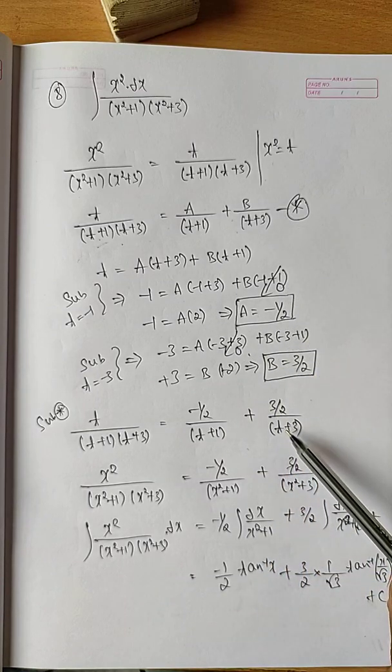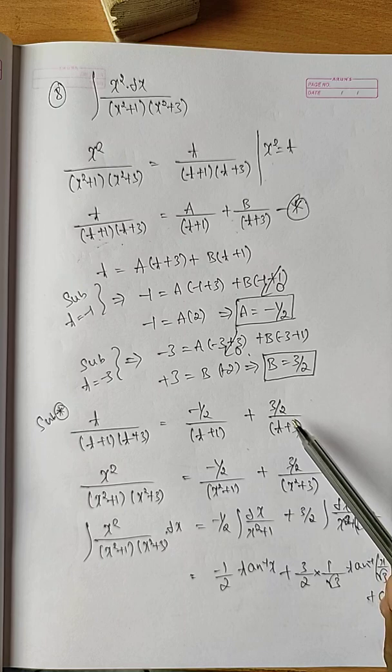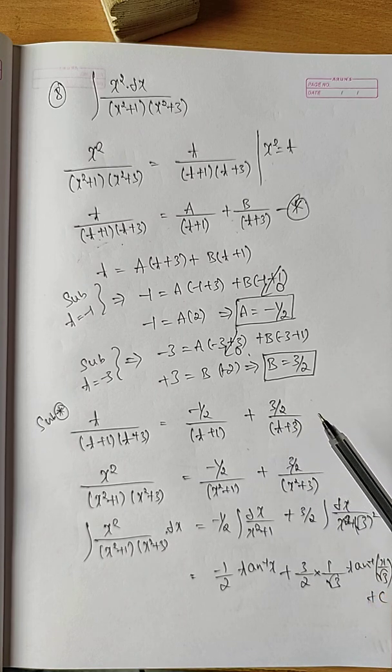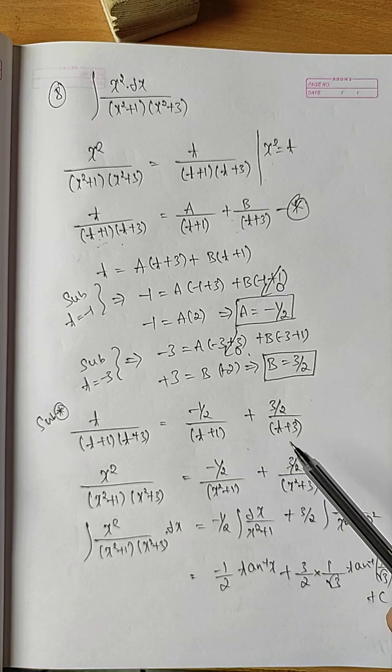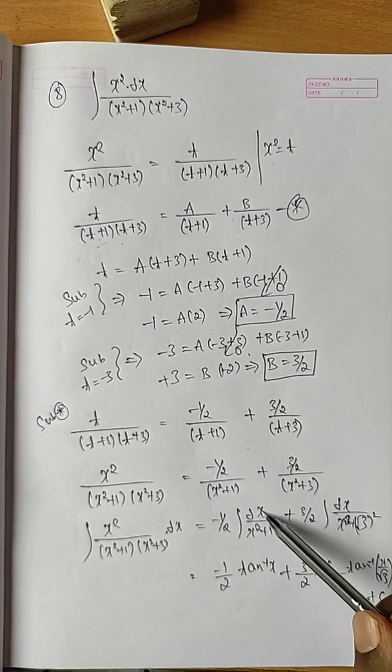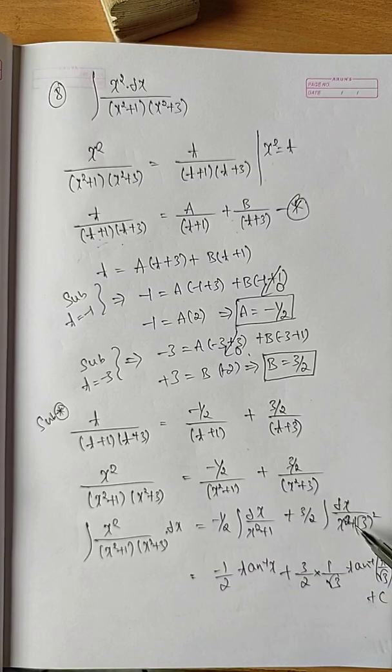So before applying the integration, you want to substitute the t as x square, because we had taken x square as t outside the integration. Again, apply the integration. The integration of dx by (x square plus 1) is directly tan inverse x. For the other, you want to apply the formula: integration of dx by (x square plus a square) is 1 by a tan inverse x by a plus c. In place of a we have root 3. Is it clear? Is it okay? So take a screenshot of this problem and copy to your notes.